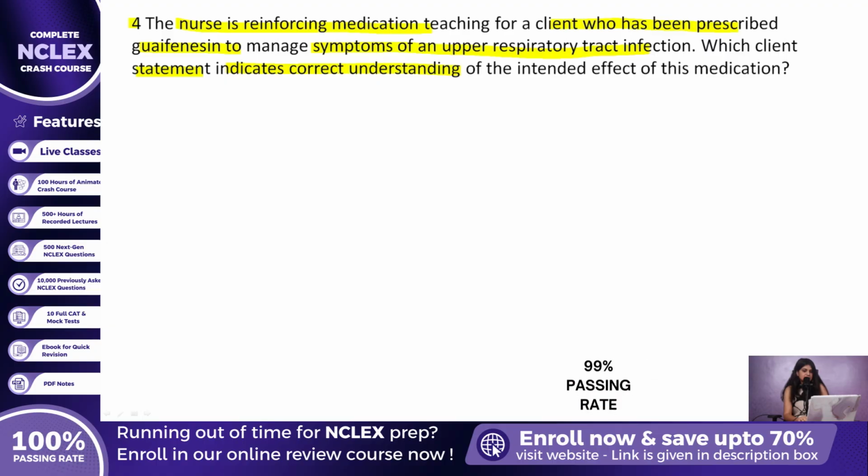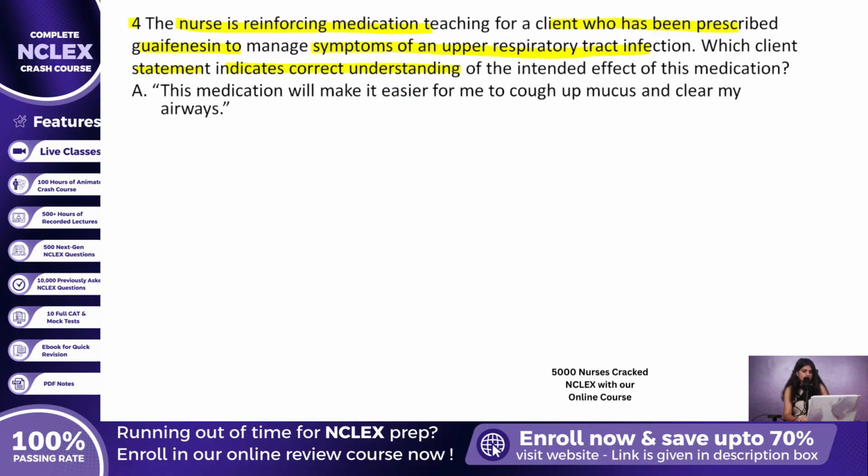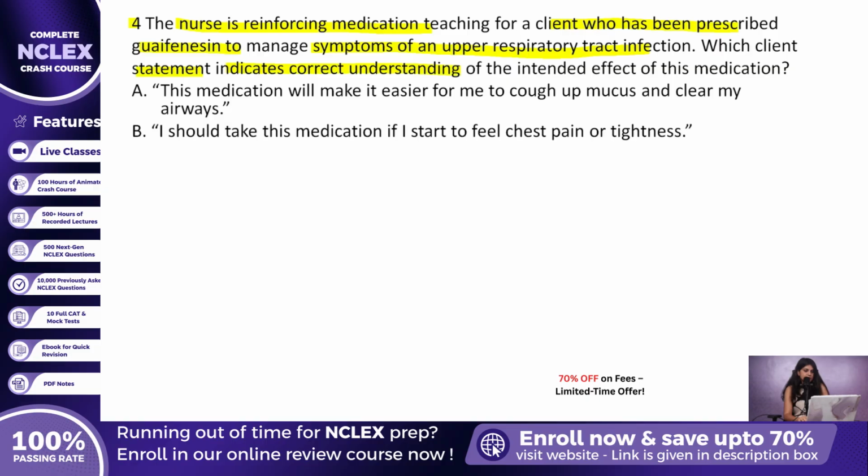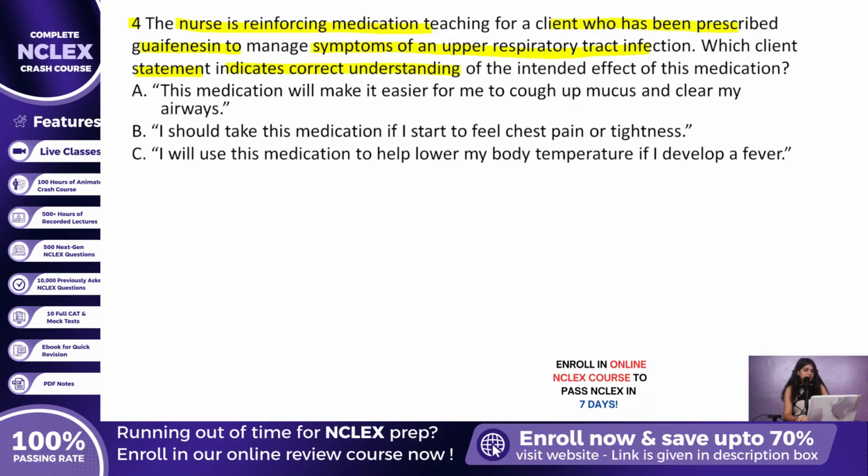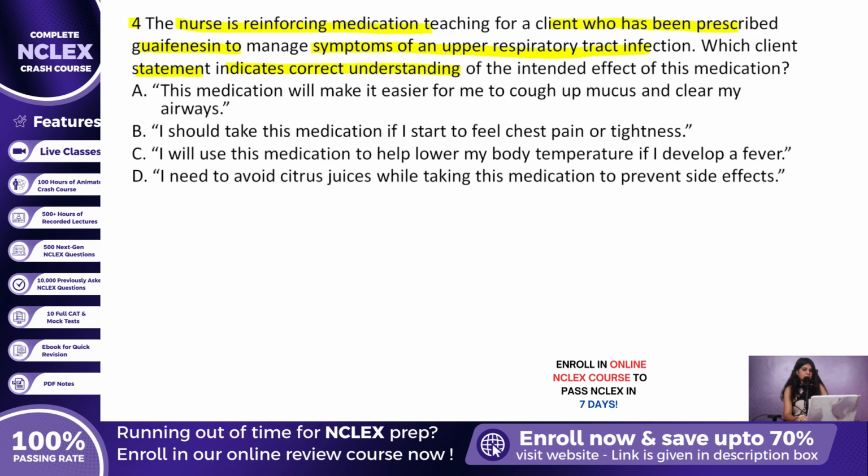Option A. This medication will make it easier for me to cough up mucus and clear my airways. Option B. I should take this medication if I start to feel chest pain or tightness. Option C. I will use this medication to help lower my body temperature if I develop a fever. Option D. I need to avoid citrus juices while taking this medication to prevent side effects. Let us analyze these responses and figure out which one reflects a true understanding of Guaifenesin's purpose.